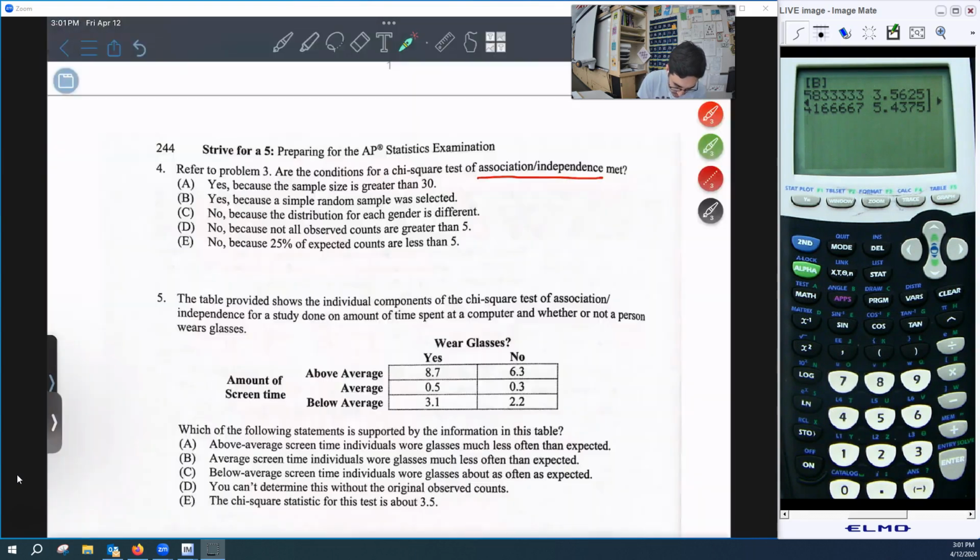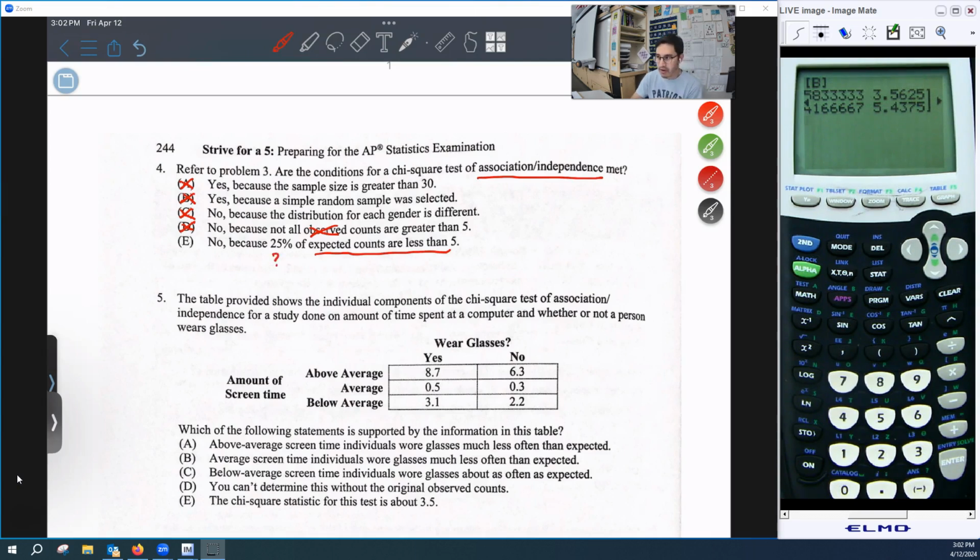Yeah, so let's look at the answer choices. So we can eliminate the ones that say yes. All right, C, no, because the distribution for each gender is different. Okay, that's not one of the conditions. No, because not all observed counts are greater than 5. Okay, well, that's wrong because it's referring to the observed counts. No, because 25% of expected counts are less than 5. Okay, so that's the violation.